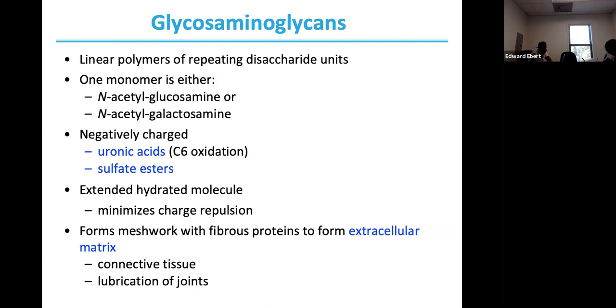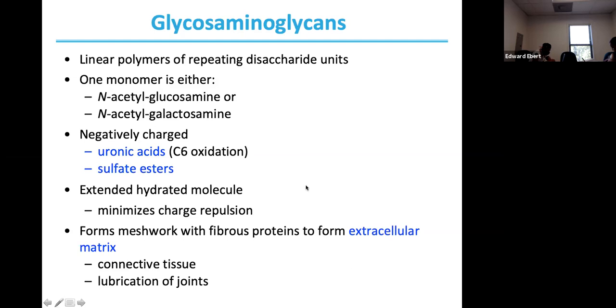Now, instead of having say amylose, where you just have a repeating monomer of glucose, we now take a disaccharide and repeat that over and over again. Okay. For our glycosaminoglycans, one of these is either N-acetylglucosamine or N-acetylgalactosamine. Okay. They tend to be negatively charged. We'll get our uronic acids and our sulfate esters and all the good stuff in there.